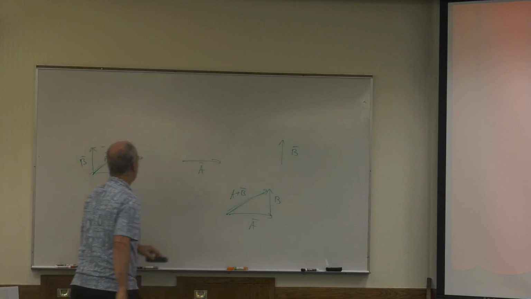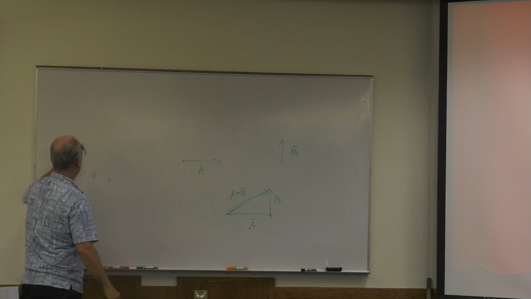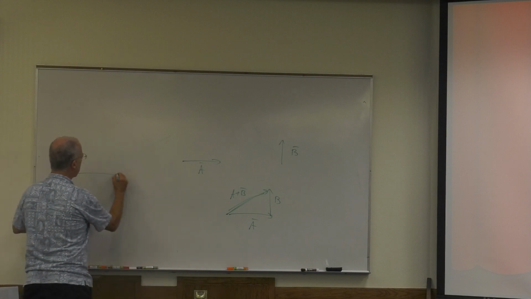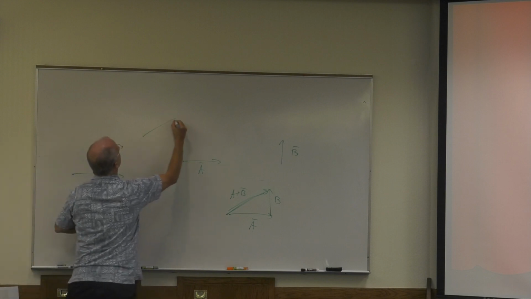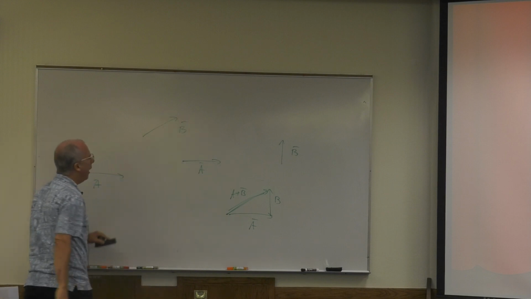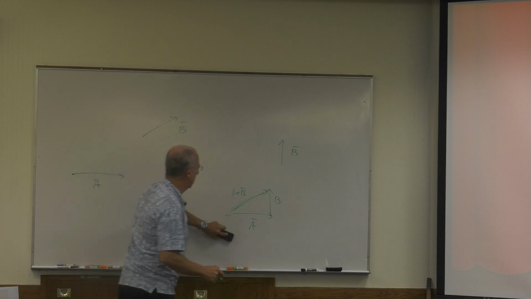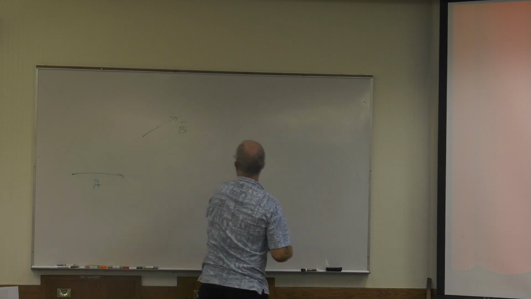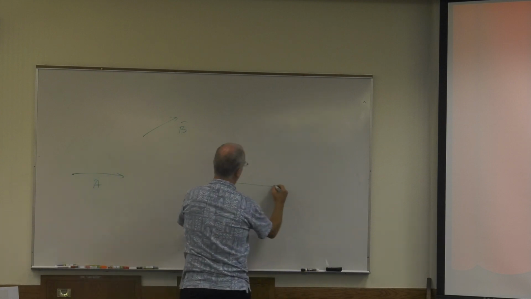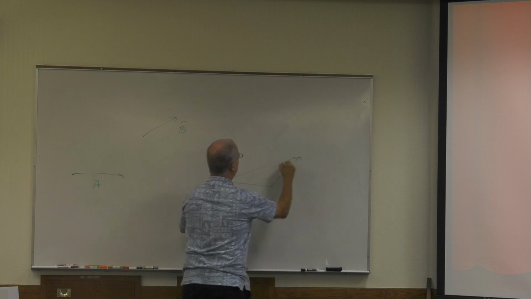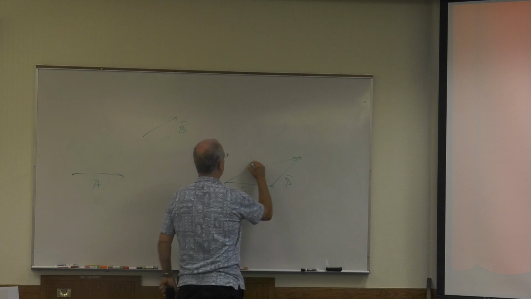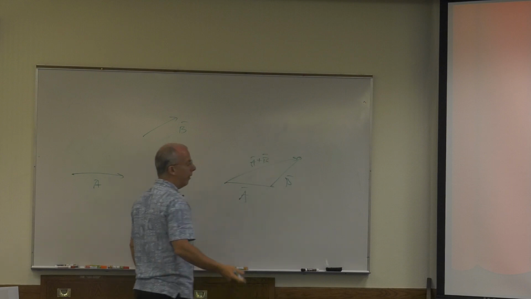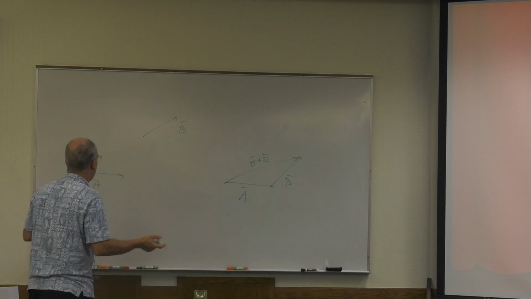Here's another example. Let's say I have an A like this, and a B like that. Again, you can do it head to tail, not a big deal. There's your A, there's your B, so bingo, A plus B. But you can do a parallelogram if you felt like it. You don't have to, but you can.